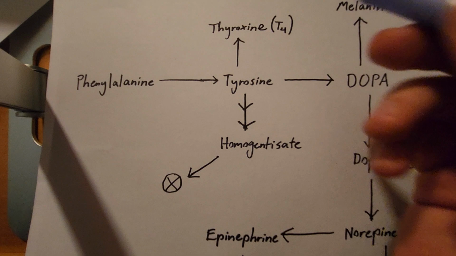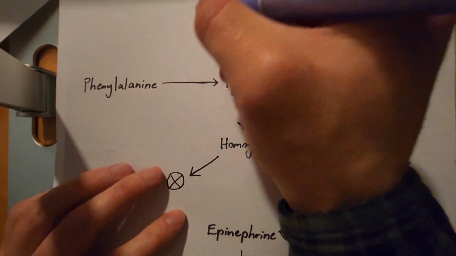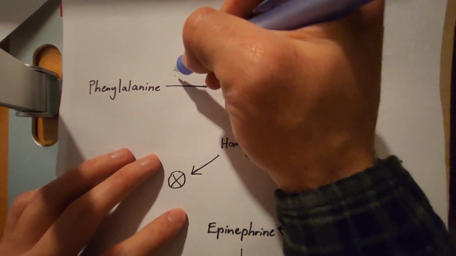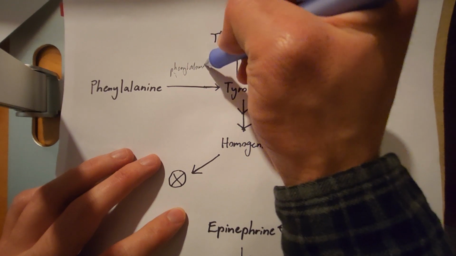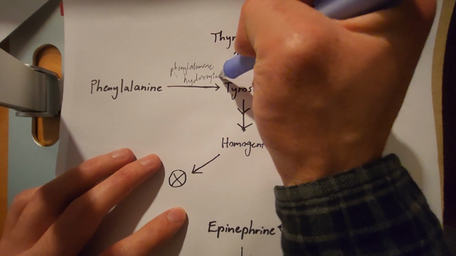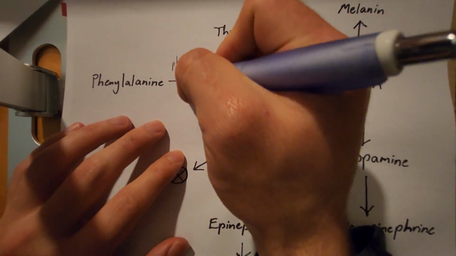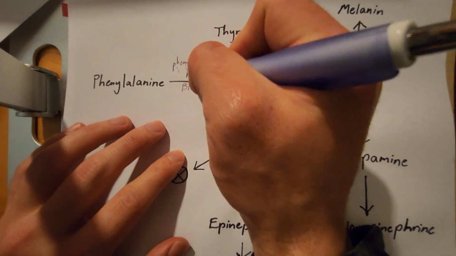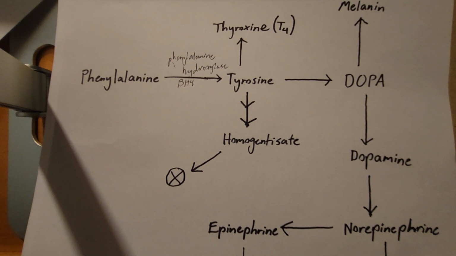So the pathway starts with phenylalanine, a different amino acid, and it gets converted to tyrosine through this enzyme. Man, it's really hard to write this. Phenylalanine hydroxylase. And this enzyme uses BH4 as its cofactor.